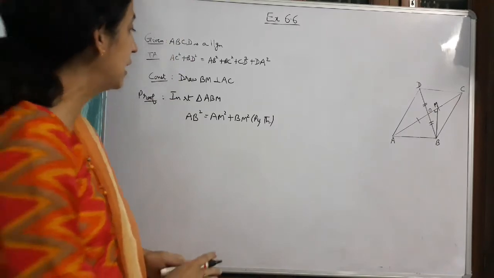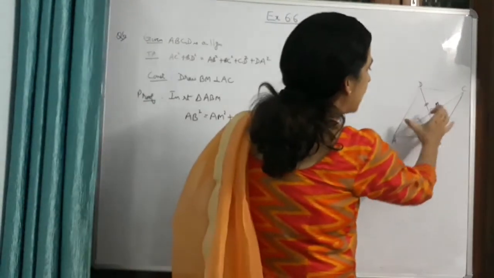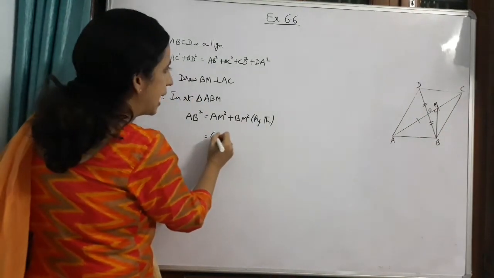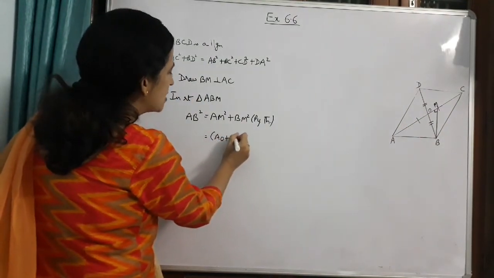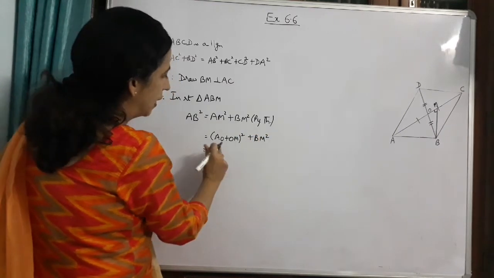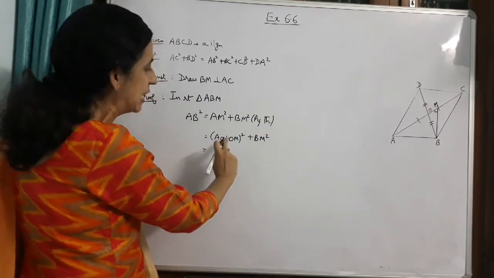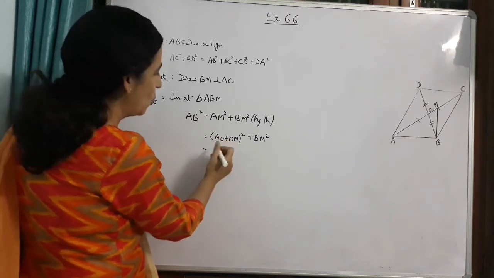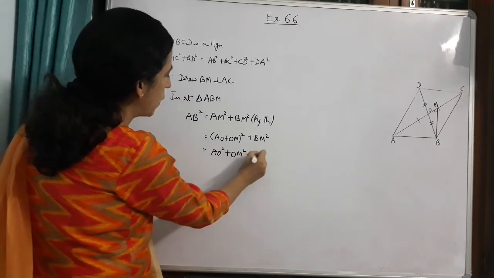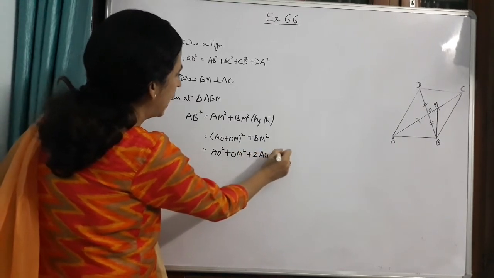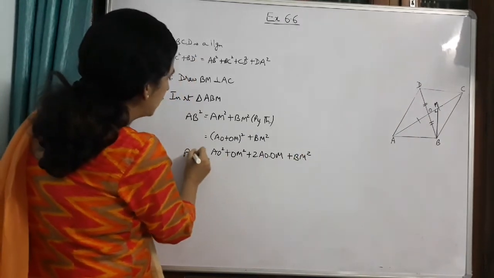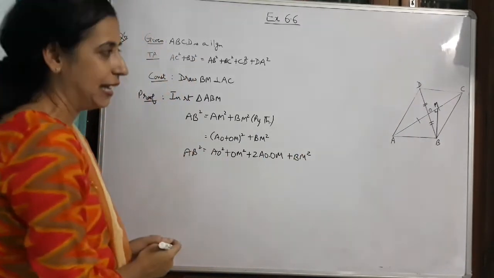Now from the figure we can see that AM can be written as AO plus OM. So in place of AM we write down AO plus OM whole square plus BM square. Now we simplify this by using the identity A plus B whole square, which is A square plus B square plus 2AB, plus BM square as it is. So this is what we obtain.